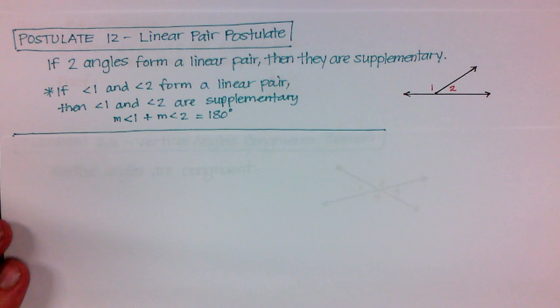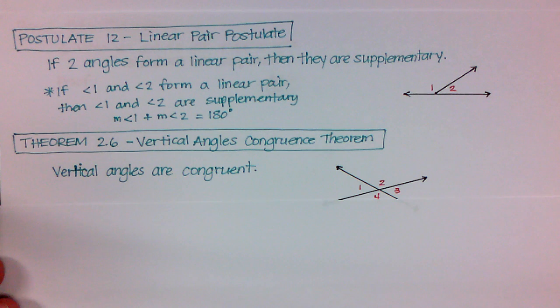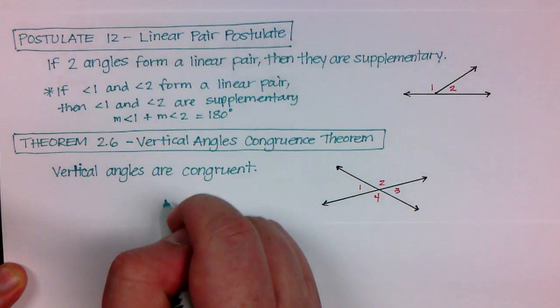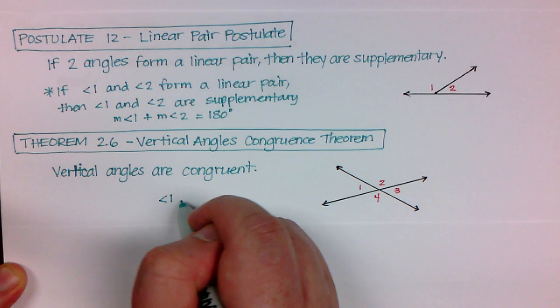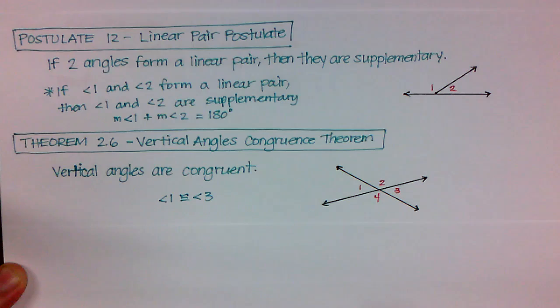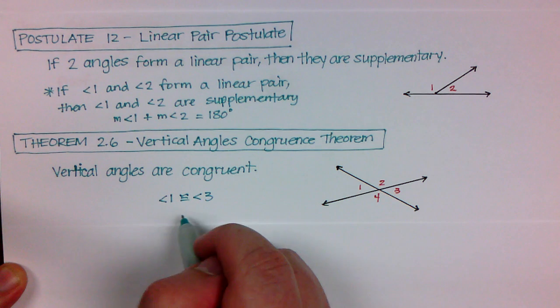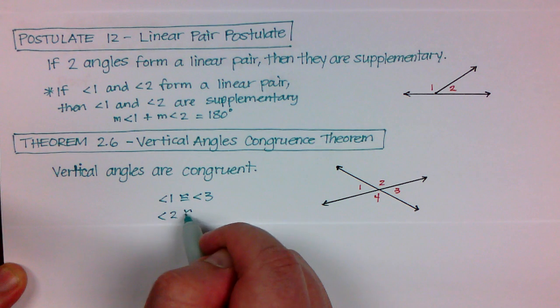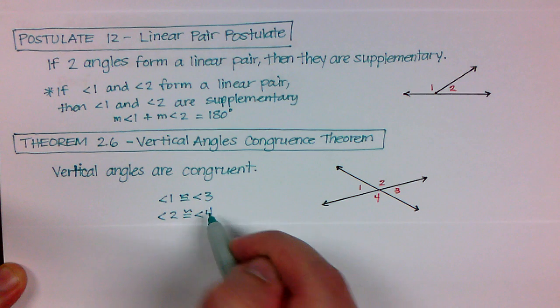And related to this postulate is our final theorem for today. It's Theorem 2.6, and it's titled the Vertical Angles Congruence Theorem. And basically it says that vertical angles are congruent, which means in my diagram here that the vertical angles, those opposite angles, so angle 1 and angle 3 are congruent to one another. And it also means that angle 2 and angle 4 are congruent to one another.